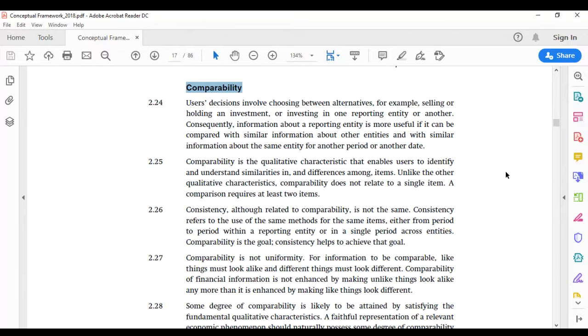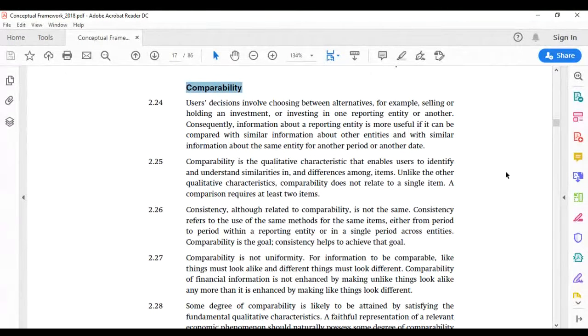So we must be able to compare, let's say, company A, which is situated in Nigeria, with company B, which is perhaps situated in Australia for that matter. So comparability between different entities, even from different countries, must be or should be possible.